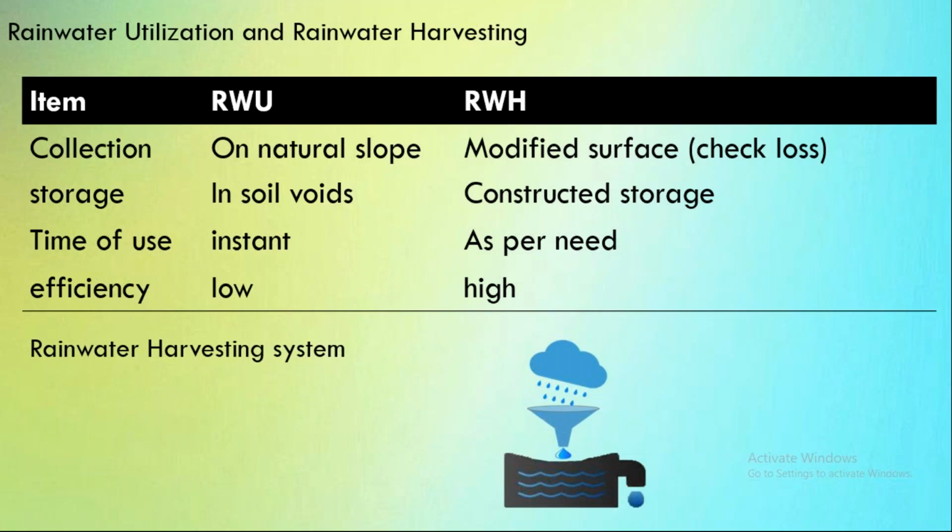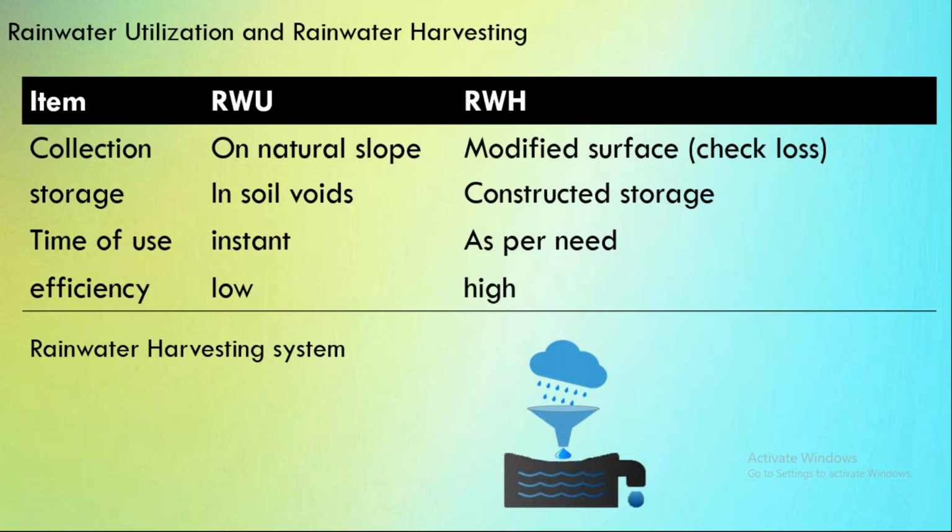So we collect water in rainwater utilization. Of course, water is stored at natural slope, but in rainwater harvesting, we construct some structure. We allow some structure to store the water and check the different losses. In rainwater utilization, the soil voids available for storage are only available for the plant, but not for other uses. And in the first case, the use of rainwater is instant, but in rainwater harvesting, we can use it in the lean period also. Efficiency is also lower in rainwater utilization, but it can be improved in rainwater harvesting.